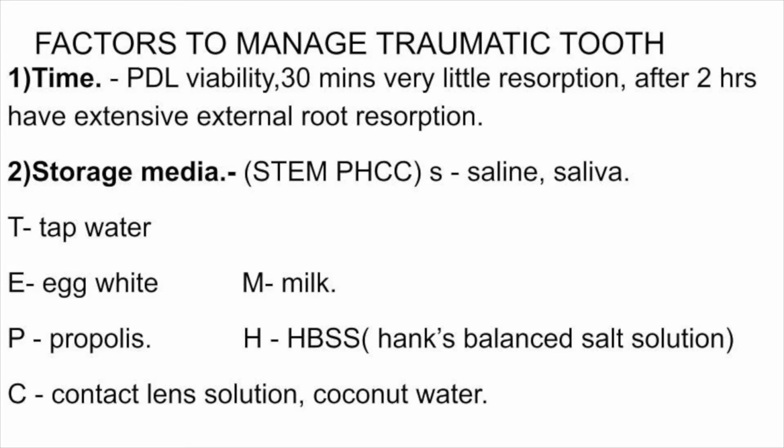Very little resorption will occur. After 2 hours, extensive external root resorption occurs. The time interval from injury until tooth replacement is a major factor in maintenance of periodontal ligament viability and subsequent root resorption. Teeth replanted within 30 minutes exhibit very little resorption, while most teeth replanted after 2 hours have extensive external root resorption. Main cause for the failure of reimplant teeth is external root resorption.